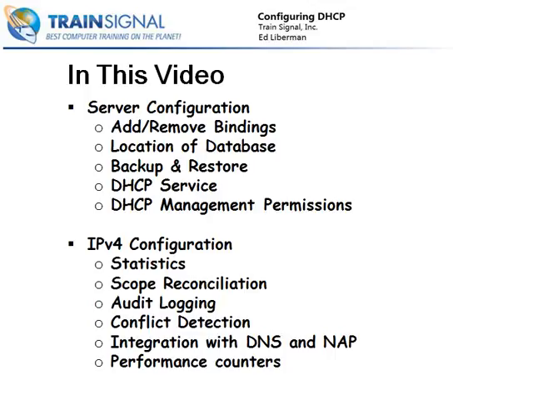These include server configuration tasks such as adding and removing bindings, finding and moving the location of our DHCP database, backing up and restoring our database, managing the DHCP server service itself, and taking a look at some of the DHCP permissions. Then we'll take a look at some of the IPv4 configuration tasks, which include looking at statistics, scope reconciliation, audit logging, and conflict detection. We'll look at how DHCP integrates with other networking services such as DNS or NAP. And we'll take a brief look at some of the performance counters that are available on a DHCP server.